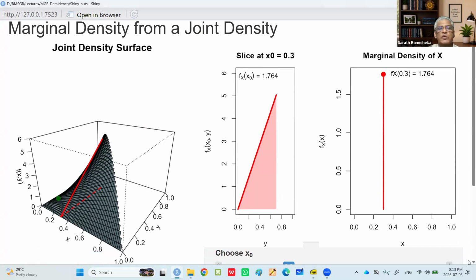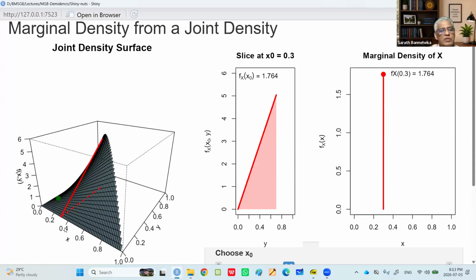So let's, for example, suppose I want to find out the marginal density function of capital X evaluated at, say, 0.3. So this is 0.3. This is the x-axis. This axis can be considered as y, but actually the y-axis is on this side. So 0 to 1 here, and then 0 to 1. But if you consider that to be the y-axis, you cannot see the scale. Therefore, the scale is on this side.